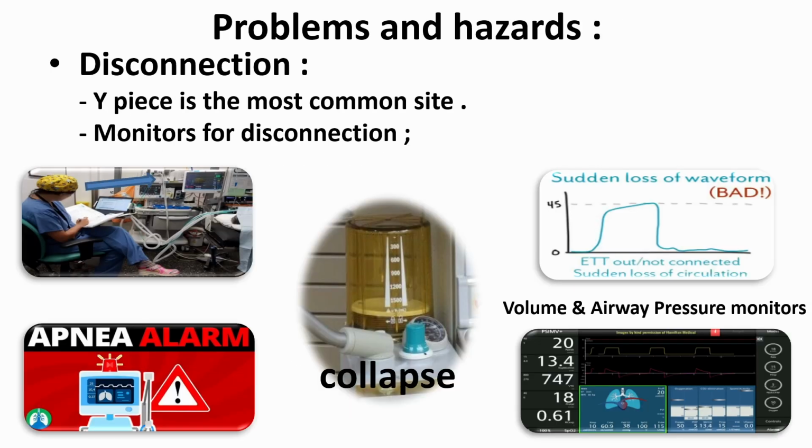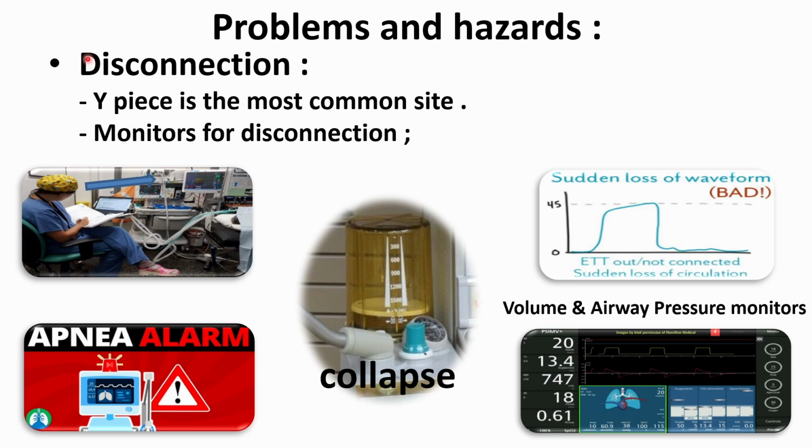Another important question in the exam is the problems and hazards relating to the anesthesia machine. The most common and the most dangerous problem for the anesthesia machine is disconnection, and the most common site of disconnection is the Y piece. The tubes can be disconnected at any site: inspiratory limb, expiratory limb, any junction can be disconnected, even the junction between the tube and the endotracheal tube. So beware of that. And the most common site for this disconnection is the Y piece.